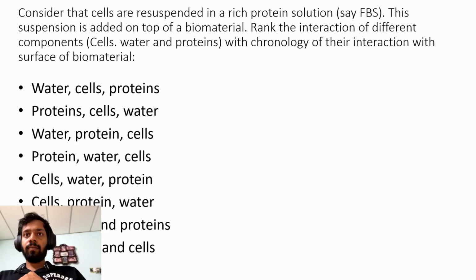Okay. So the next question reads: consider that cells are resuspended in a rich protein solution, let's say FBS. This suspension is added on top of a biomaterial. Rank the interaction of different components, cells, water, proteins, with chronology of their interaction with the biomaterial. So essentially you have some FBS that contains cells, and you put a biomaterial into it. What comes and interacts first with the biomaterial? Is it water followed by cells followed by proteins, or water followed by protein followed by cells, and various combinations of this? What do you guys think?